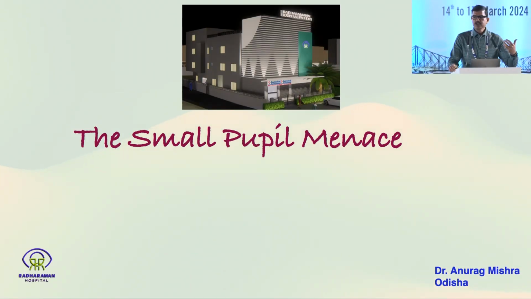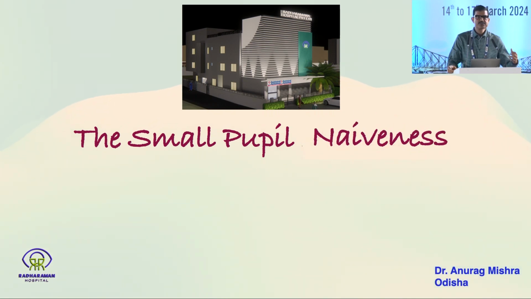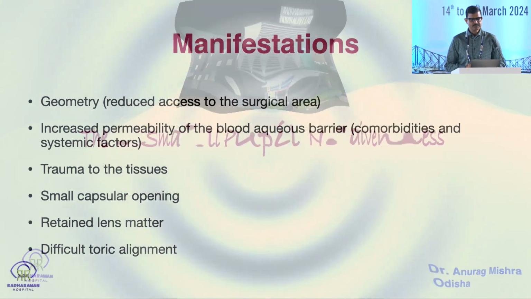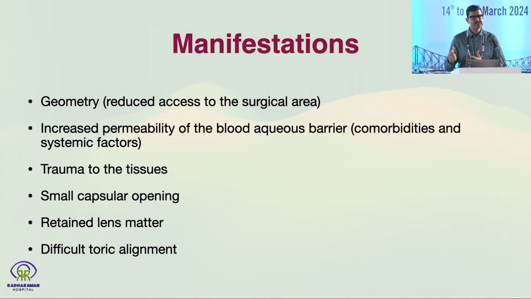The advent of new techniques and technologies, and of course the skill enhancements that we have incurred in the last decade or so, has actually converted this small pupil, which used to be a menace for us, into something very, very naive. And we are going to discuss how naive is naive and how small pupils have stopped to bother us altogether. Before going into that, what are the manifestations of a small pupil?